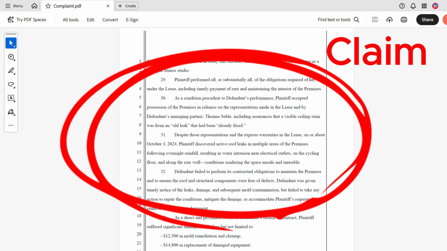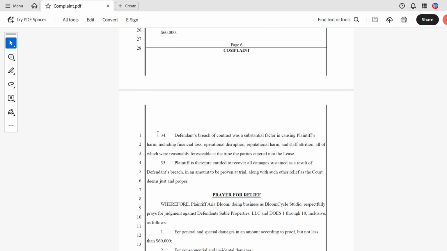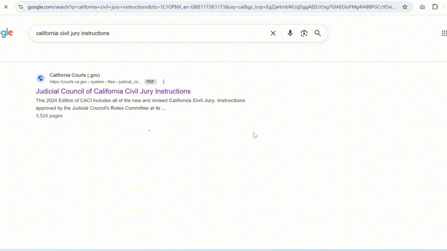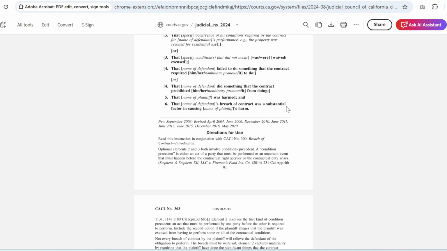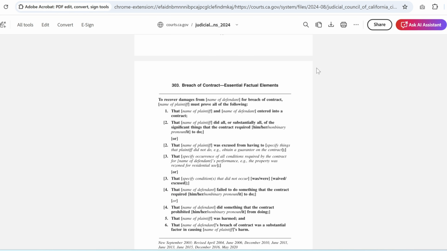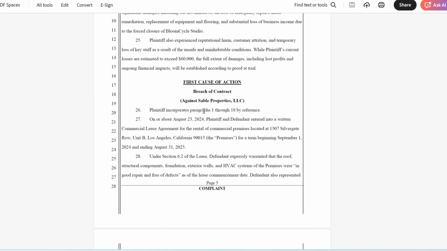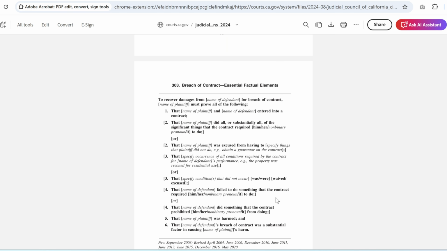Here's how the test works. The judge reads the facts. Then he looks at the claim you assert. Next, he checks the elements of the specific cause of action you are asserting. In our example, we have a claim for breach of contract. So, let's see what elements are required for this type of claim. We turn to the jury instructions, which provide both the elements and relevant case law citations. If you don't have jury instructions, you can look up case law that identifies the elements of the cause of action you are asserting.